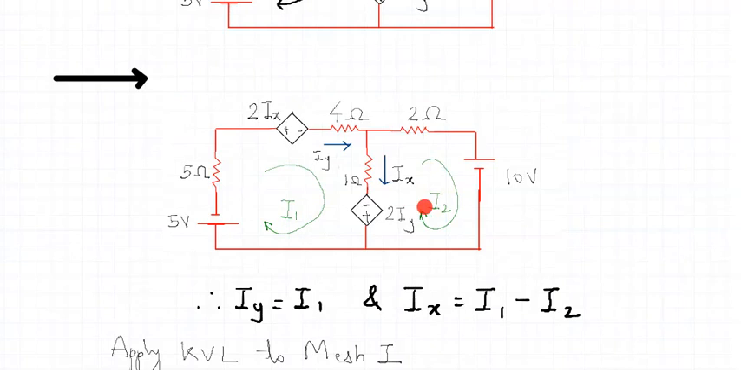I1 minus I2. So with this, now we'll start to apply KVL. So let us apply KVL to mesh 1. Everybody, just think, how would you apply it, what would be your equation for mesh 1? Following the current direction, what would be the equation for mesh 1?